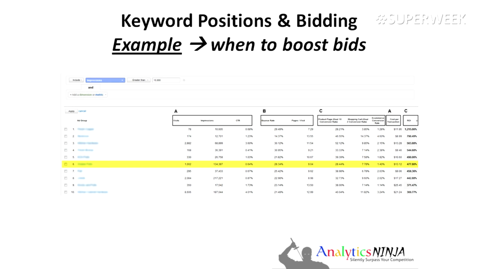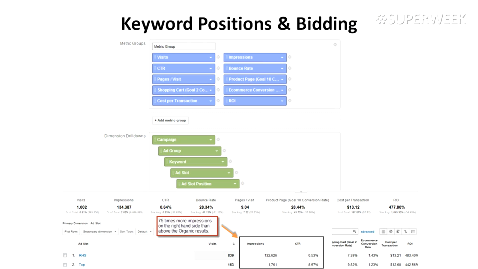So how do we figure when to boost our bids? Here, the ABCs, acquisition, behavior, conversions, right? What I'm looking for here is something with a high number of impressions and a low CTR. Okay? In this case, I actually sorted by ROI because I'm looking for something that's working well. There's a report you can keep in mind for later.